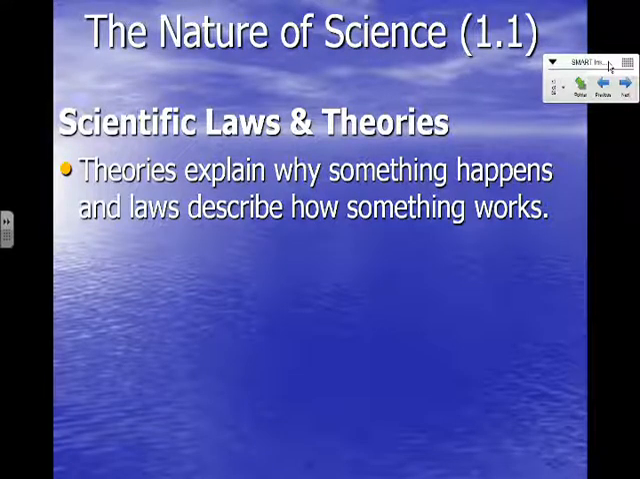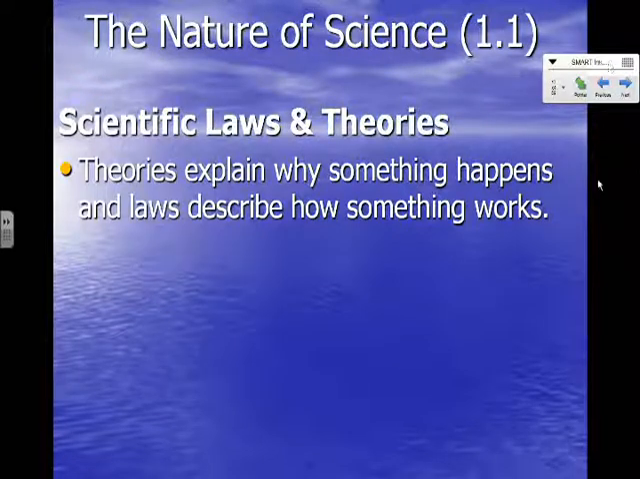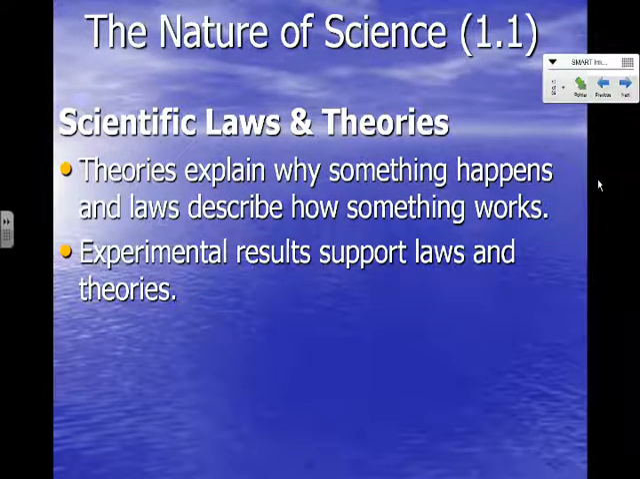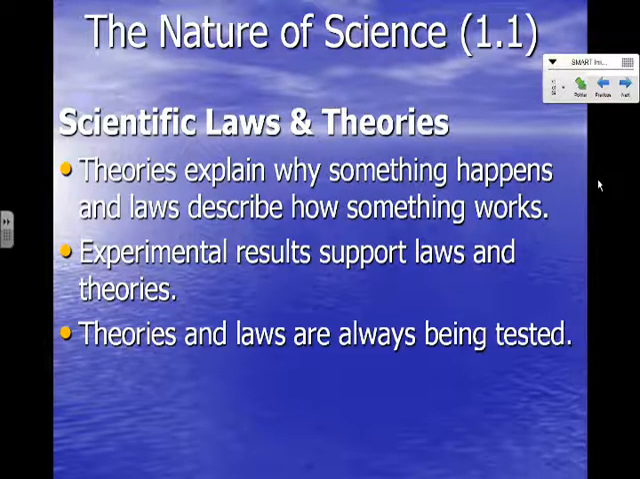That means it is not scientific law, so you don't need to believe just what a teacher at the front tells you. You need to do research on your own to determine: do you think the Big Bang Theory is true or do you not think it's true? And like I said, this is why you take science, to develop those critical thinking skills. Something else about scientific laws and theories is that experimental results support both. Even though a theory hasn't been proven yet, there are scientists doing experiments, so there are some experimental results. Theories and laws are always being tested by scientists.